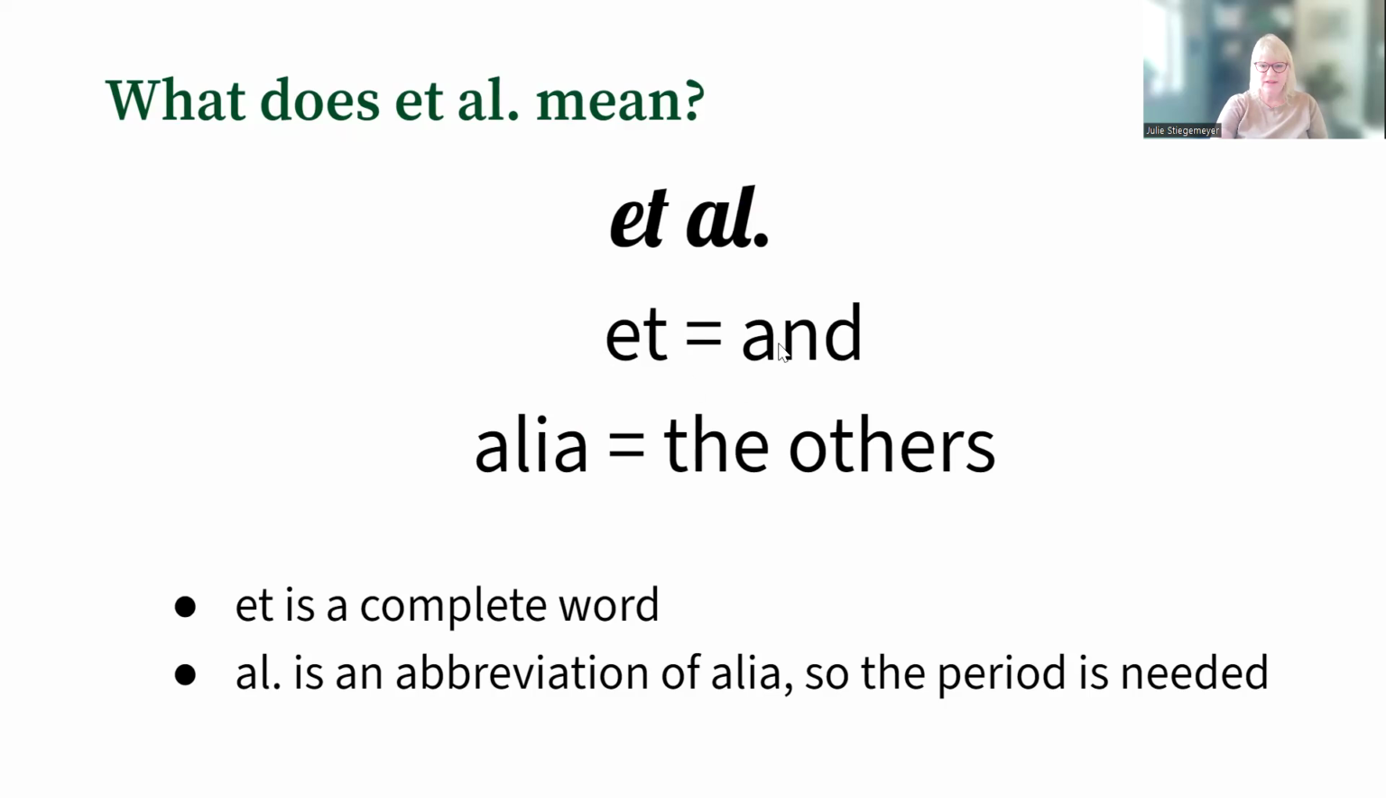So usually 3 total or more. But you can see here that et is a complete word in and of itself, but alia, we don't write the i and the a. So the reason why we put the period after the al is because it's an abbreviation. And like we do with many words like Mr. or others, we use a period to indicate there are missing letters. So al is an abbreviation of alia, so we need the period there, but not after the et.